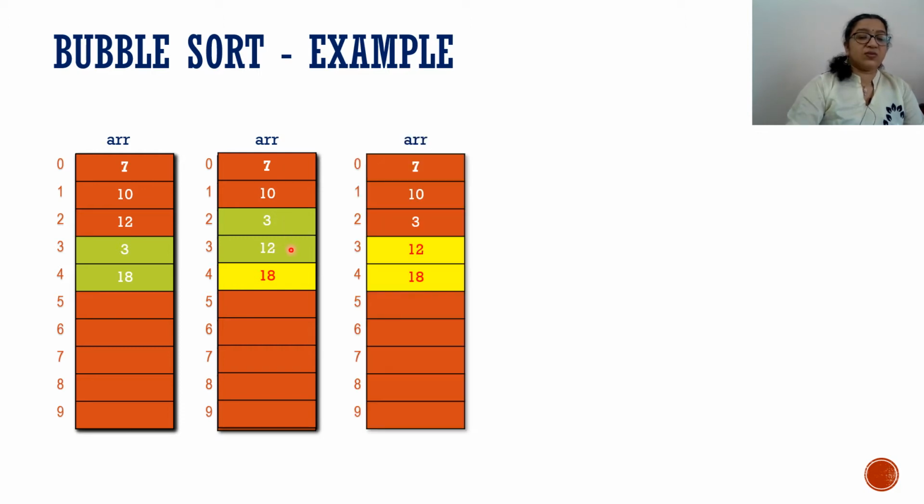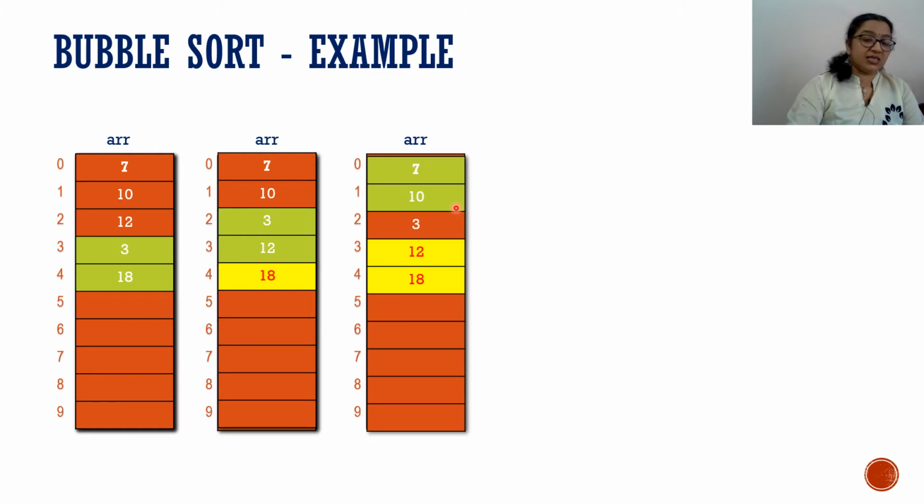Okay, now the second pass is also over. So 12 and 18 are in proper order. But the unsorted elements are there, 7, 10 and 3. So again we want to do the same process. 0 and 1 we are comparing. 7 and 10 we are comparing. It is in proper order. We don't want to move anything.